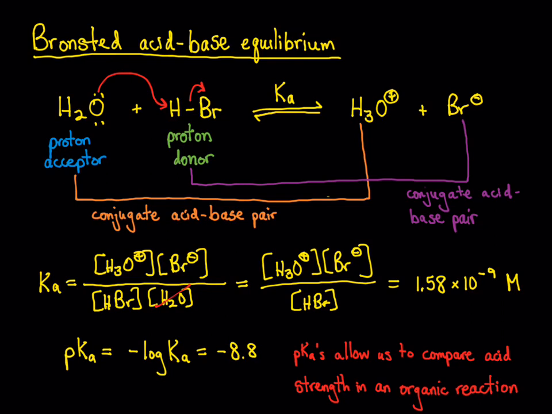Since these numbers are not in scientific notation, they're easier to handle, and it allows us to compare acid strength in an organic reaction. Those acids with lower pKa's are stronger acids and are more likely to be proton donors.